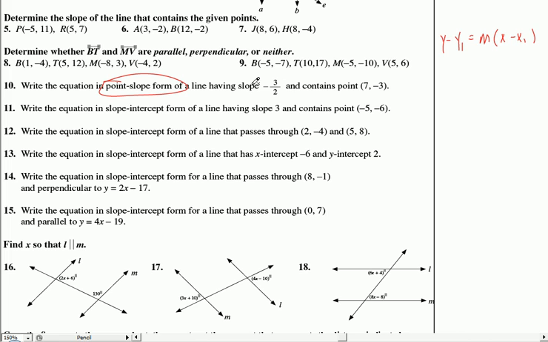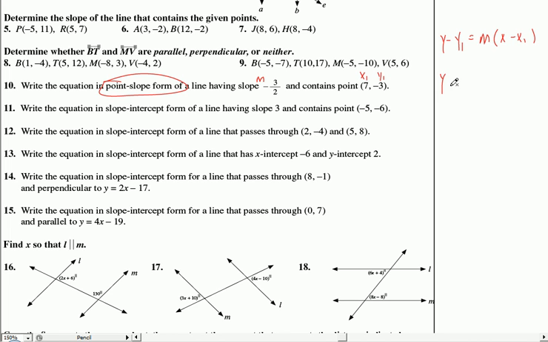It says this line has a slope of -3/2 and it goes through the point 7, -3. So this is my x1 and that's my y1, and of course that is the slope, so that's the m. We just take those numbers and plug them in for those letters, and then we're done. We don't have to do any math on it. You just plug it into that formula and then you're done.